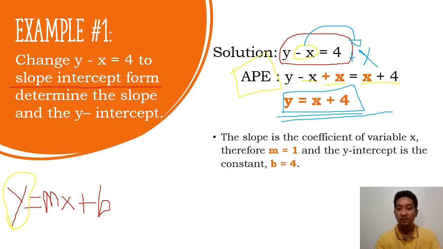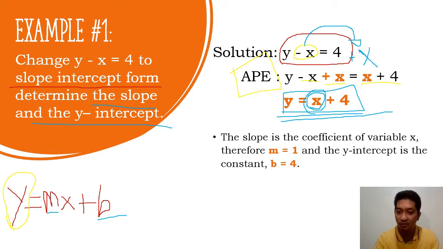So now, since nakuha na natin siya, we can now go with the second one, which is determining the slope and the y-intercept. Okay, so always remember that in y equals mx plus b, m signifies the slope and b signifies, or it means the y-intercept. Okay, so that's very easy. So looking at the y equals x plus 4, since yung x muna para mahanap natin yung m nung mx plus b, hanapin mo muna yung x. So ito yung x.